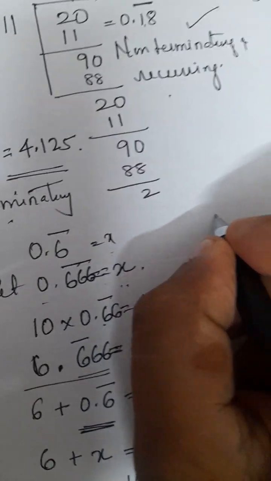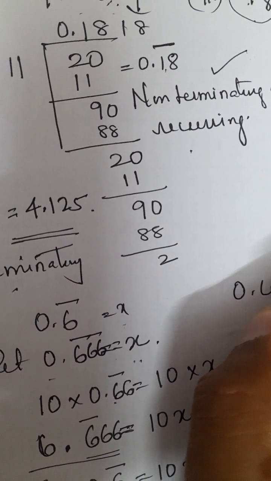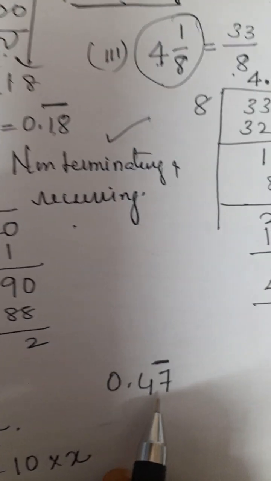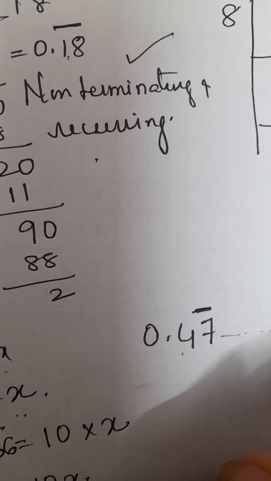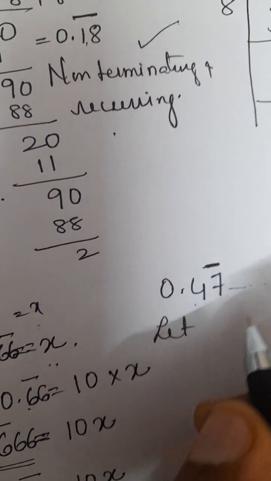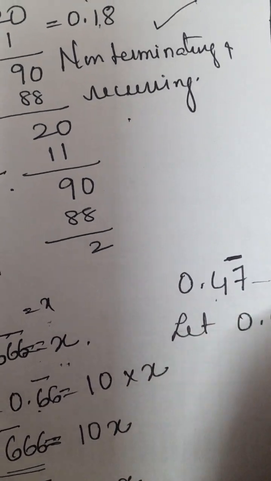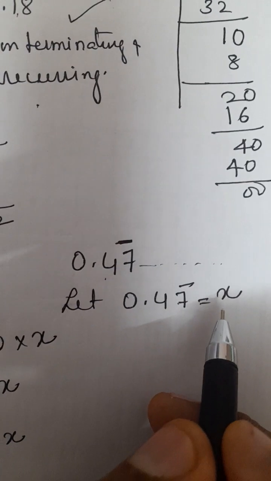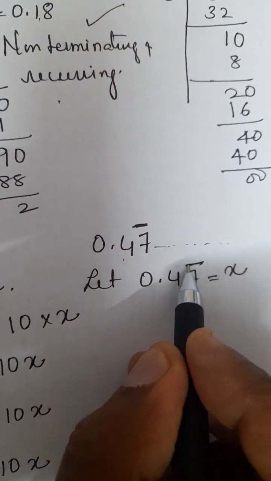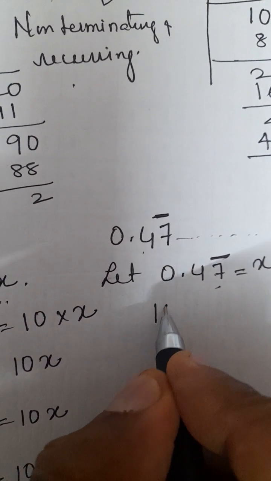So now let us see the next sum. The next sum is represent 0.47 bar. In this case, only this 7 is recurring. First 4 came, and after that everything is 7, 7, 7, 7. So let us say 0.47 bar be equal to x. Whatever number is given, you take it as equal to x. Now, since only one digit is recurring, we will multiply both sides by 10.